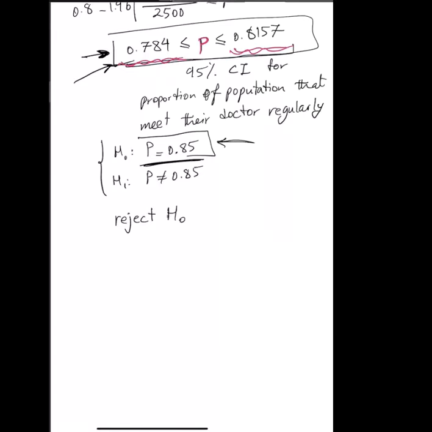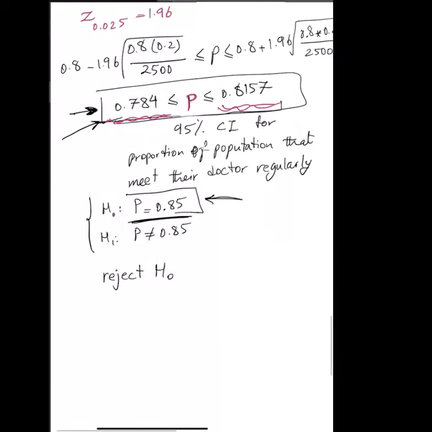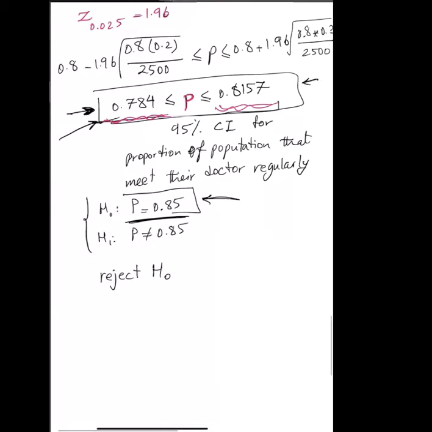Okay. Can you say that again? I'm just getting confused. Sure. Do you want to tell me what this confidence interval is telling us? Yeah, this is the proportion of the population that meets their doctor, and you gave us 0.85, and 0.85 does not exist in this interval.